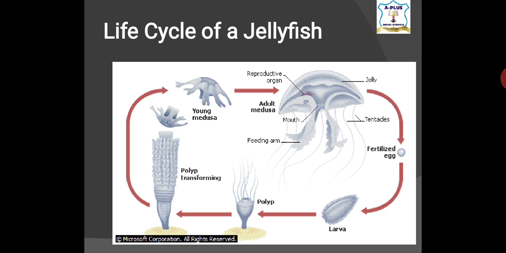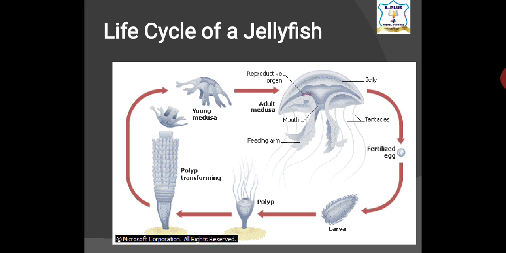The diagram of a life cycle of a jellyfish. You can see from the fertilized egg, to the larva. From the larva to the polyp. From the polyp, you can see the polyp transform to a young medusa. It also transforms to an adult medusa. And you can see your jellyfish forming.